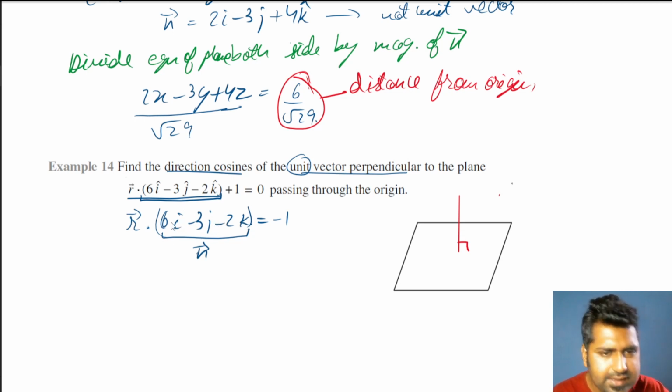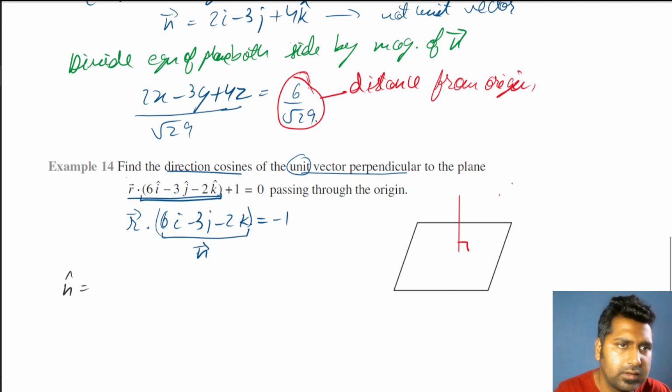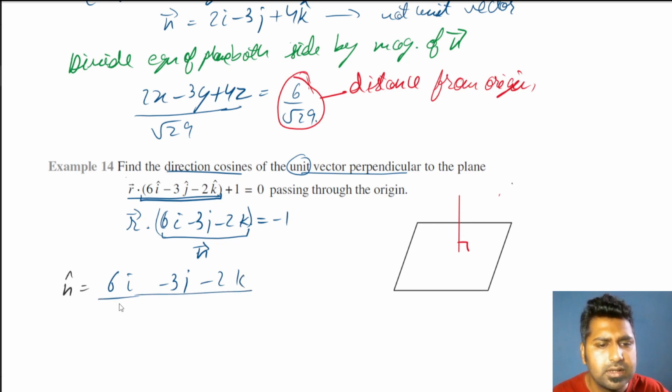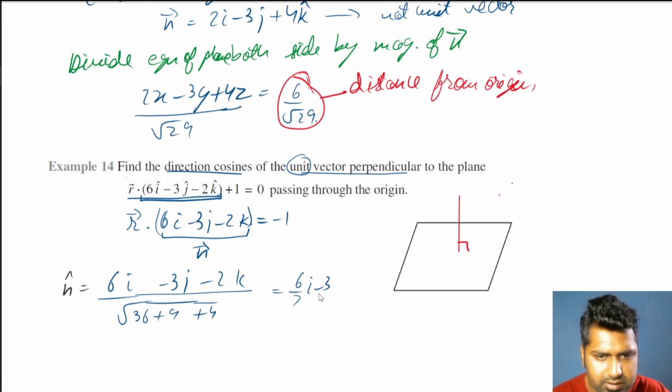So clearly 6 square plus 3 square plus 2 square is definitely not 1. So in order to get the unit vector, what do I have to do? This is the n vector, so n cap is n divided by its magnitude. So (6i minus 3j minus 2k) divided by its magnitude. Magnitude is 6 square 36, 3 square 9, plus 2 square 4, that's 49, so 7. So basically 6 by 7 i minus 3 by 7 j minus 2 by 7 k.